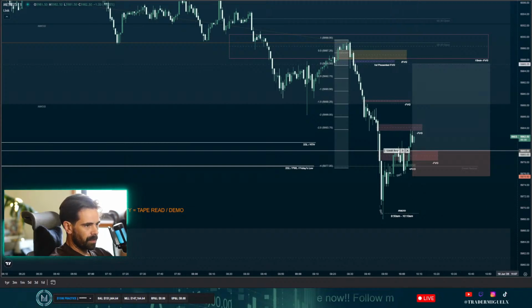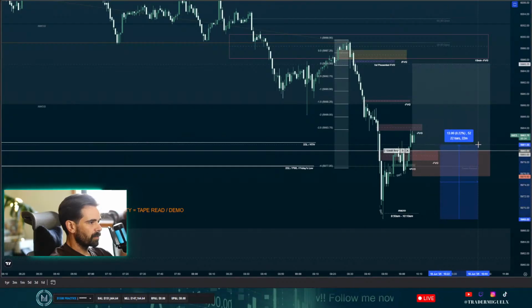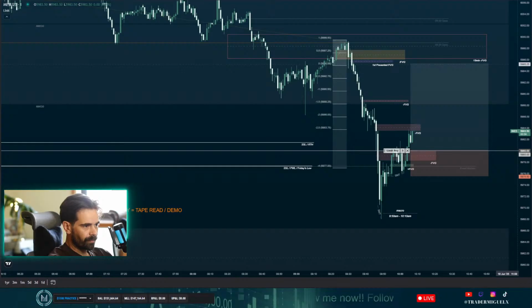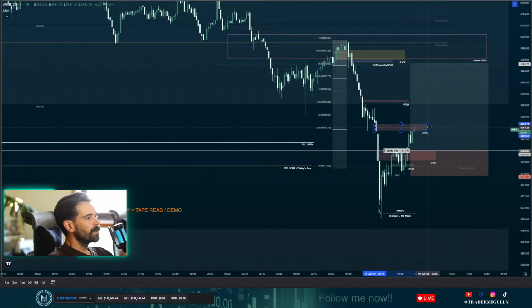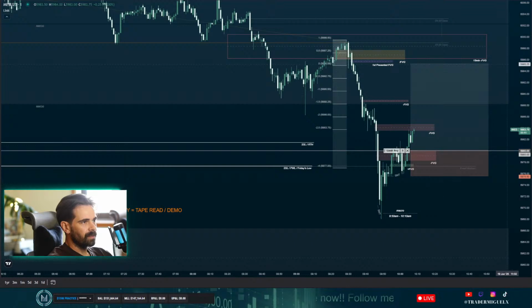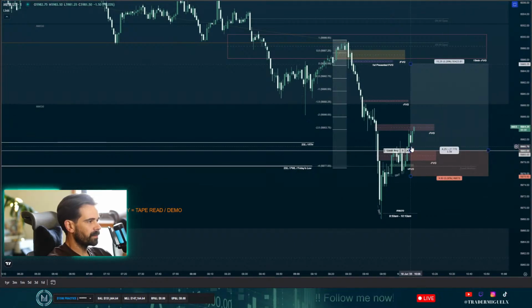Yeah, the macro is almost ending here, so no, not such a big move here. 15 handles since the bottom. And ES is moving to the upside, not giving us the retrace that we wanted. So this is typical of a low probability environment, as you can see.